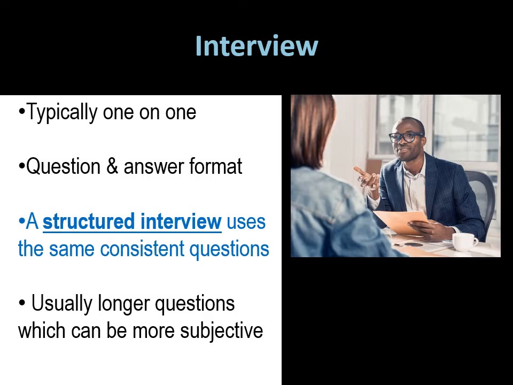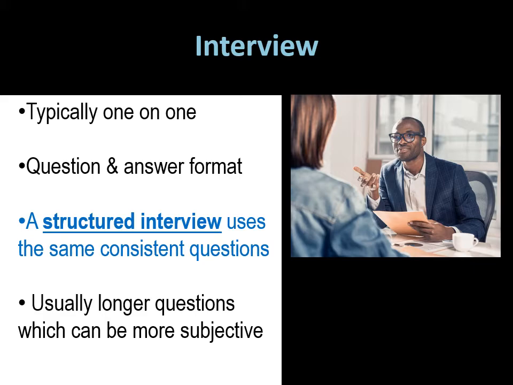It's typically question and answer format. Here, the questions will be longer. The format will be more than yes and no. It takes a very long time to gather data. But you can get a lot of rich data in interviews. But if you're an undergraduate in college, it could take you the entire year to do an interview project.